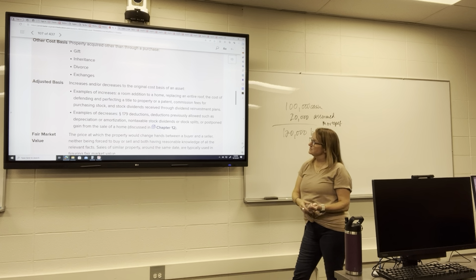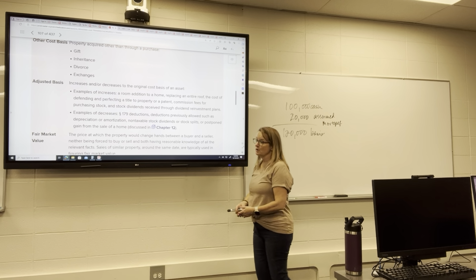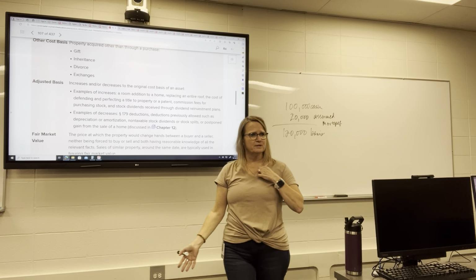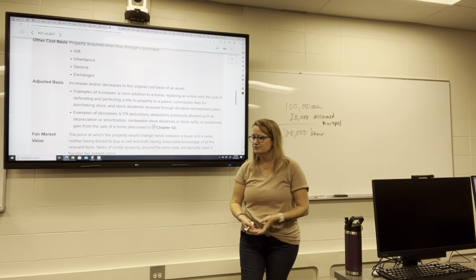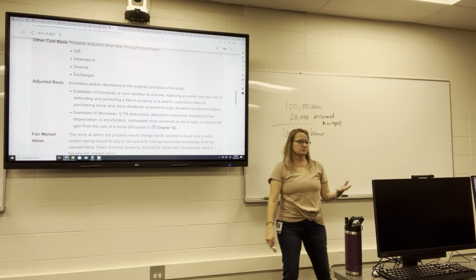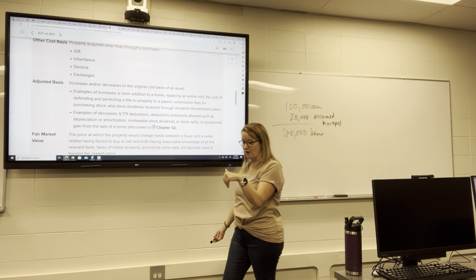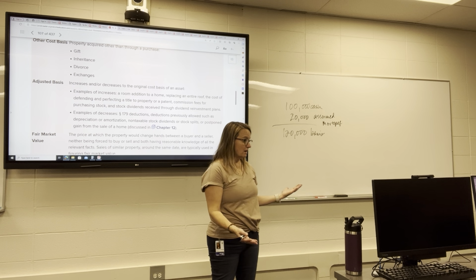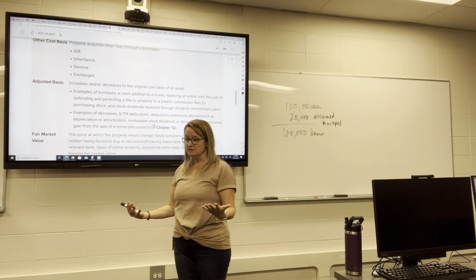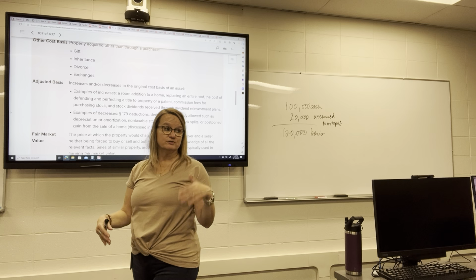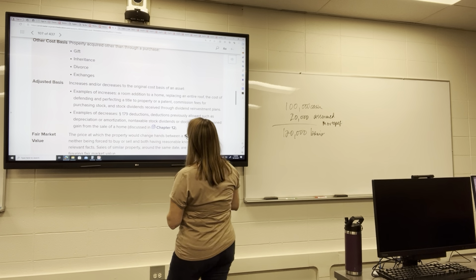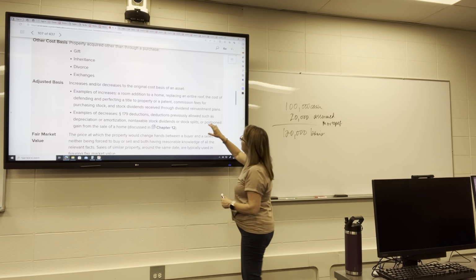They've got some examples here, a room addition to a home. So we have a rental property, let's say we paid $100,000 for it, and we decide to expand the kitchen on that property, and we paid $30,000 for it. Well, now we've just increased the basis, we've adjusted that basis by that $30,000 cost, right?